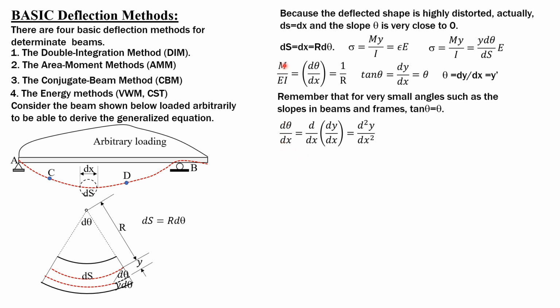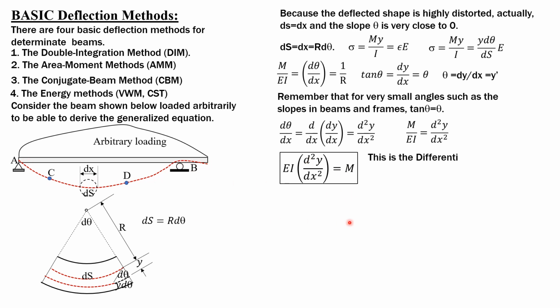Since d theta/dx is M over EI from this equation here, then M over EI is equal to the second derivative of y with respect to x, or simply EI times the second derivative of y with respect to x, or EI y double prime equals moment. And I hope you are already familiar with this differential equation of the elastic curve. So it is a second degree differential equation.